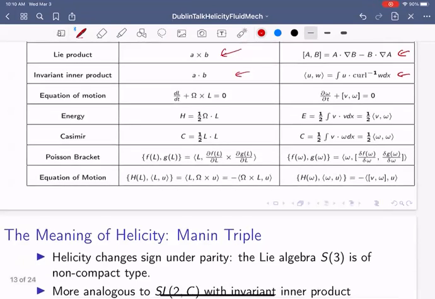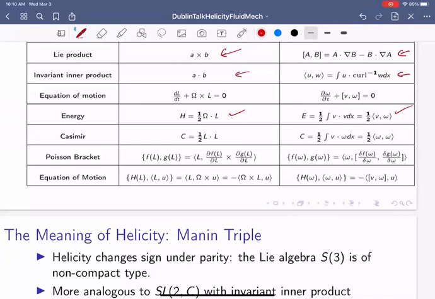The energy can be written as the dot product of angular velocity and angular momentum in the case of the rigid body. It is half the dot product of angular momentum and angular velocity. Exactly the same way, the energy, which is usually written as the dot product of V with itself integrated, can also be written as the inner product of V and omega, which is the invariant inner product. These angular brackets are the invariant inner product.